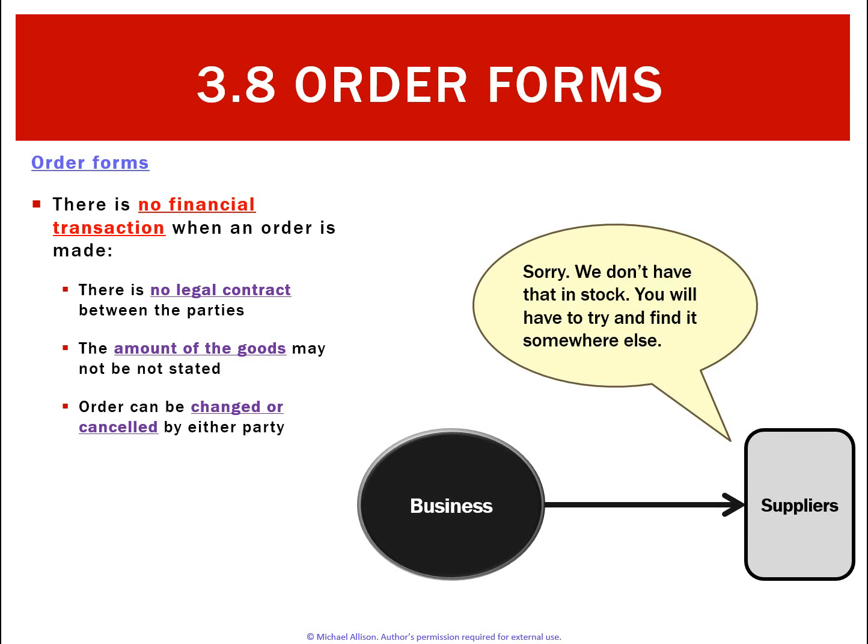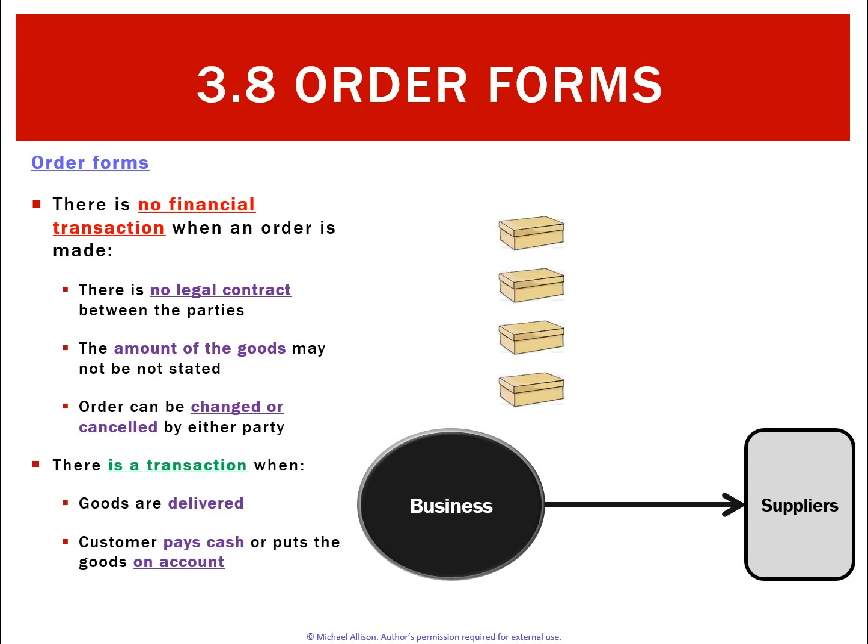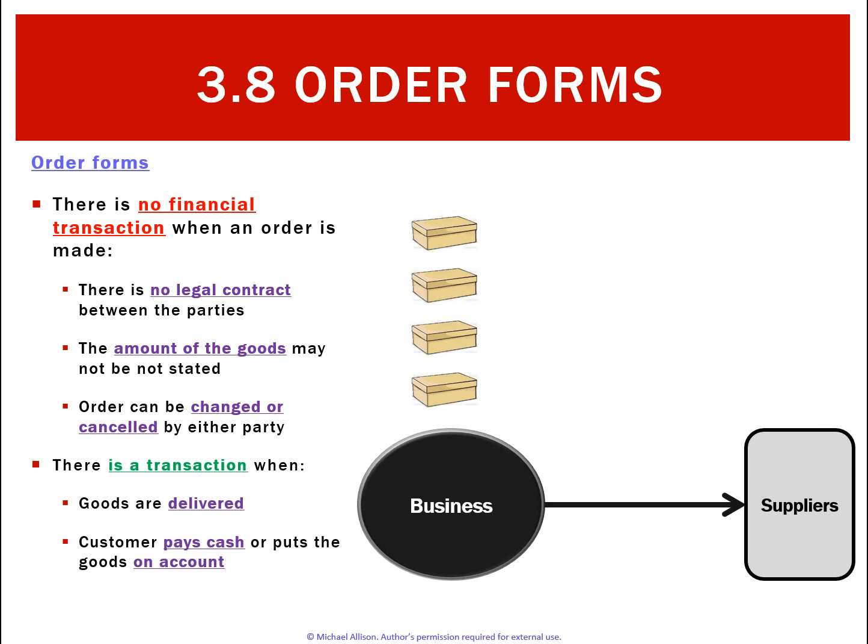So when does it become an actual legal accounting document? Well, basically once the goods are delivered. And once the goods are delivered, there'll either be a receipt or an invoice issued. So from a standpoint of an order form, we don't actually need to do anything. We're not going to record a transaction.